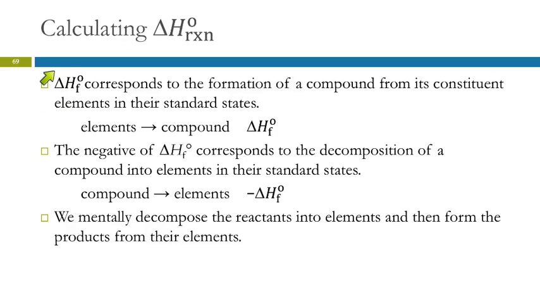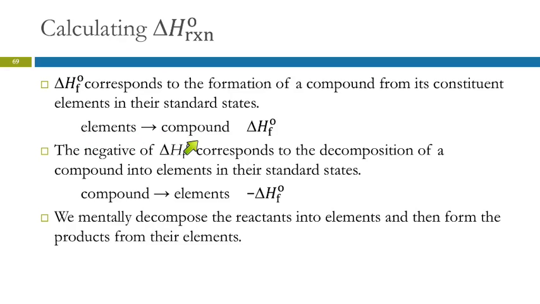Okay, so the standard heat of formation is forming a compound from its elements in their standard states. So we go from the elements to the compounds, that's delta HF0. If we take the negative of that, if we change the sign, that would correspond to taking the compound and breaking it apart into its elements. So just like a monetary transaction or a transfer between your checking and savings accounts, you go $10 from checking to savings, it's minus for your checking account. You do the opposite, $10 from your savings to your checking, it's positive.